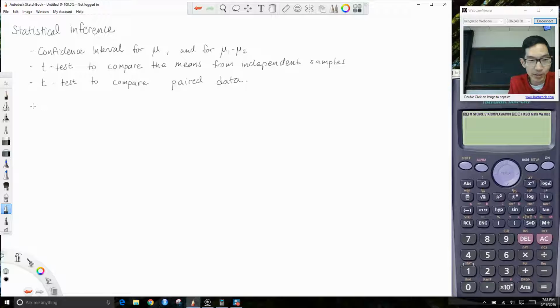We will have the Wilcoxon Mann-Whitney test, and we will also have the chi-squared test. Okay, and there's two chi-squared tests. There's the goodness of fit, and then there's the chi-squared test for independence.